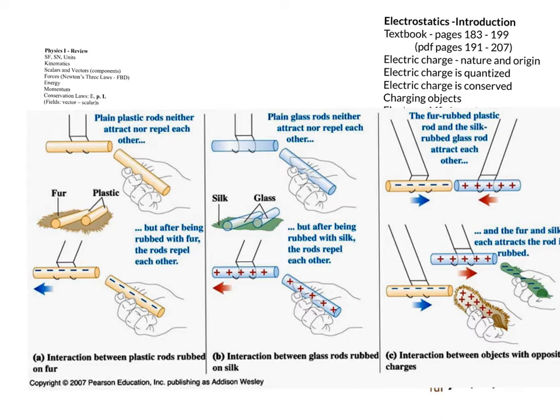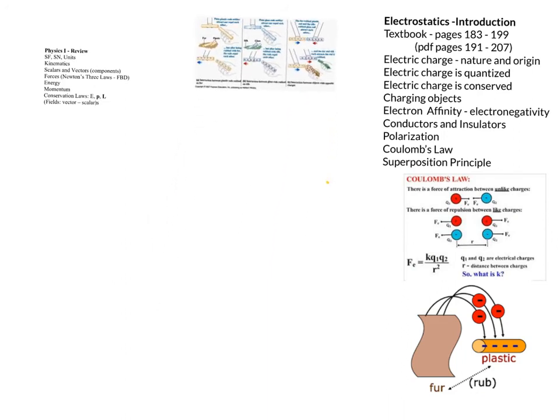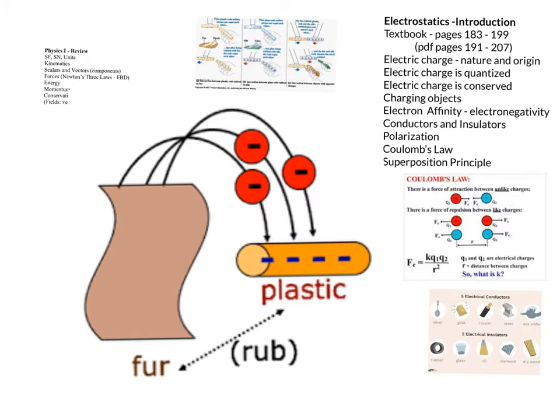And if we then move this out of the way, go back to our list, we see the terms charging objects. We discussed electron affinity and electronegativity. Okay, now we're ready to talk about conductors and insulators. Before we do that, I have this one diagram, so let me show you just what we were talking about.